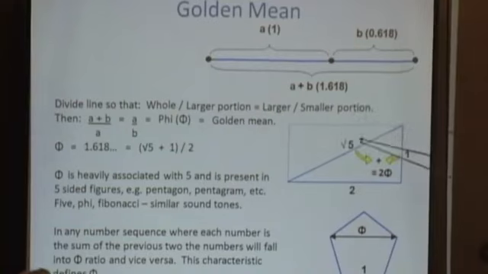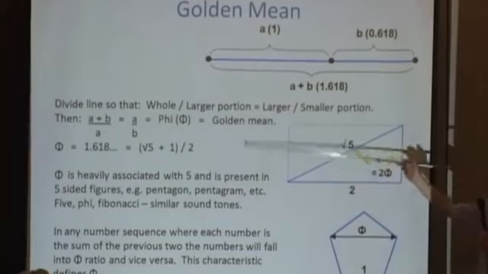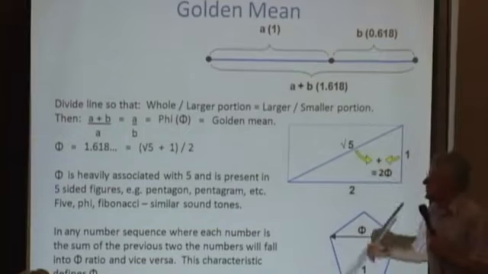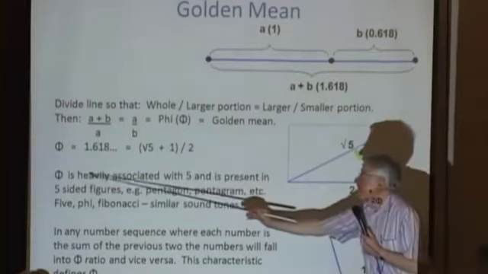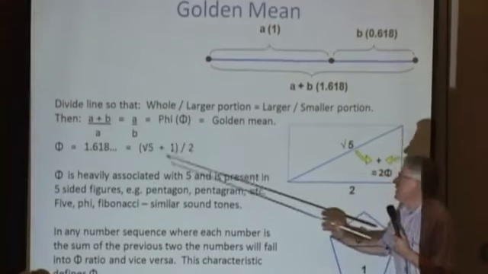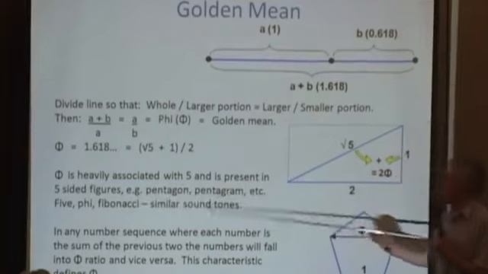Okay, so if we add the square root of 5 plus 1 and divide it by this, that gives us the phi ratio, the golden mean ratio, which is the basis for the expansion of the golden mean spiral. Now, this number, 1.618, is heavily associated with the number 5. And it's present in all regular 5-sided figures, for example, in the pentagon.